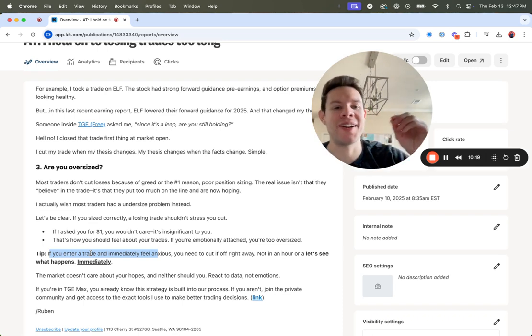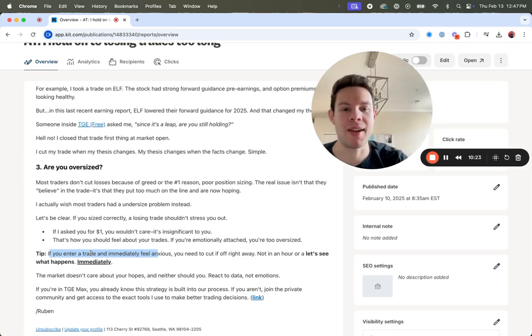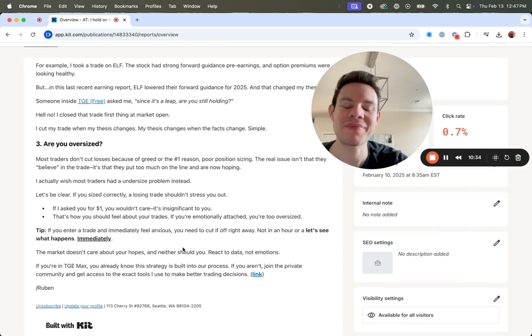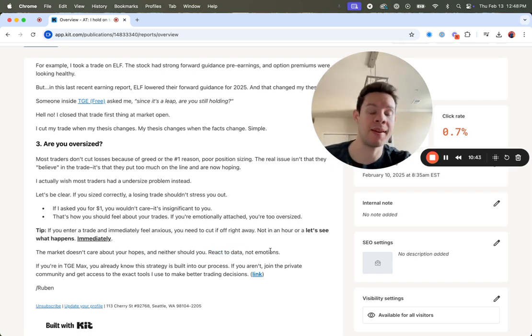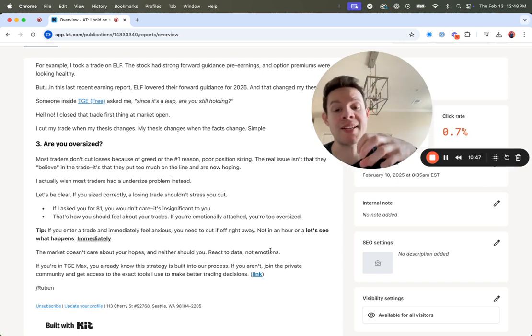Because you see a little bit of green on the P&L of the trade, you're like, let's just see what happens. Maybe it goes my way. And then it doesn't, and then I'm regretting that decision. So just cut it off right away. It's the best decision. The market doesn't care about your hopes, and neither should you. It's not like you shouldn't care about your hopes and dreams. It's more like you want to react to data and be emotionless because this game is about being systematic, mechanical, and not letting your emotions get involved, because that is where downfalls happen for most traders.